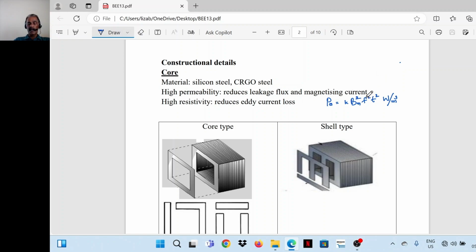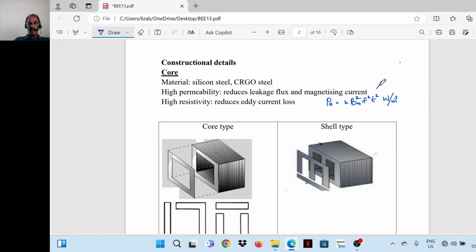So to reduce eddy current loss, we can't do anything with the flux density or frequency. One thing we can do is change the thickness of lamination. In this equation, T is the thickness of lamination. We use a thin lamination to reduce eddy current loss.